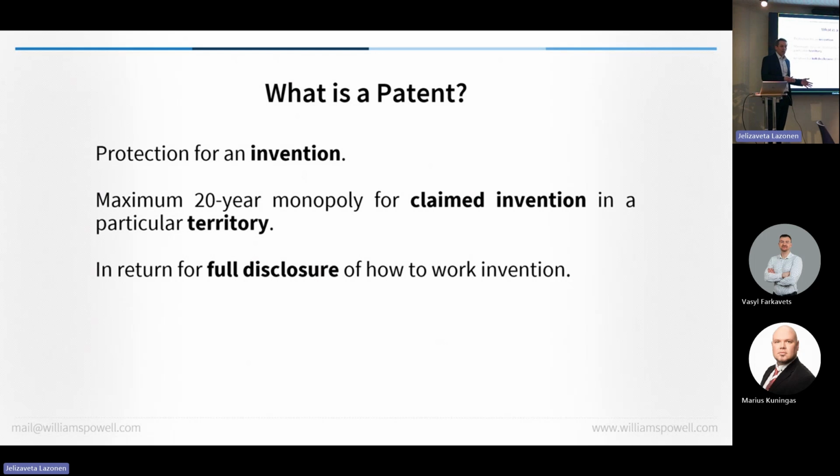This monopoly comes as a bargain, and that bargain is a full disclosure of how to work the invention. This is the trade that you make essentially with the state of whichever country it is that you're obtaining a patent in. They will give you a monopoly on the invention, but you have to make a full disclosure of how to work it. The idea behind this is that it's encouraging innovation. It's putting information into the public domain, and yes, you can protect that for a limited period of time, but it helps drive innovation because we can see how things are done rather than it just being kept secret. And this will become important later when we think about how a patent specification is written.